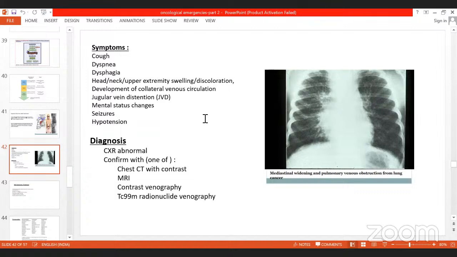On chest X-ray, we generally see mediastinal widening and pulmonary venous obstruction. This is a case of lung cancer X-ray, which we are seeing here. Then we have to confirm with chest CT, or else MRI or contrast venography. But most commonly, it's sufficient to do a chest X-ray and confirm with a CT chest with contrast.